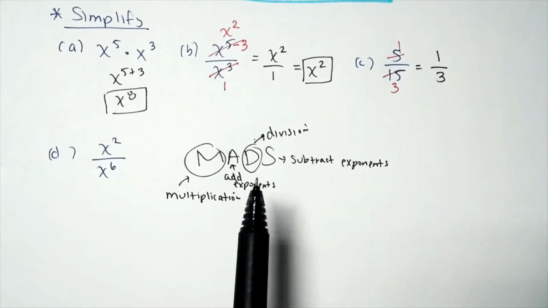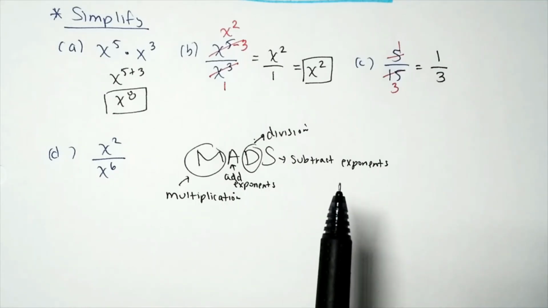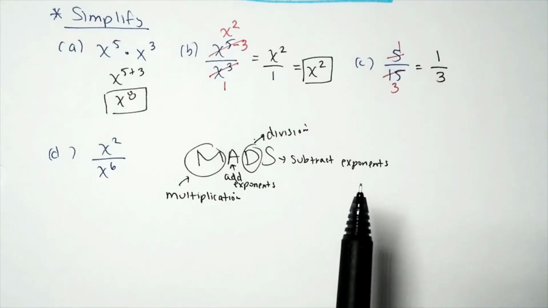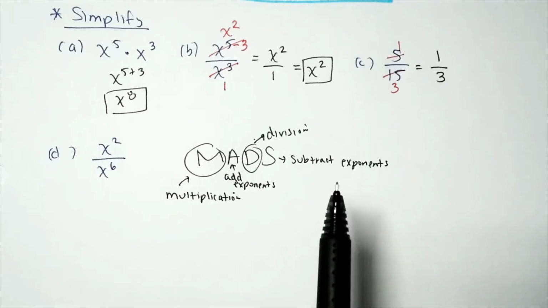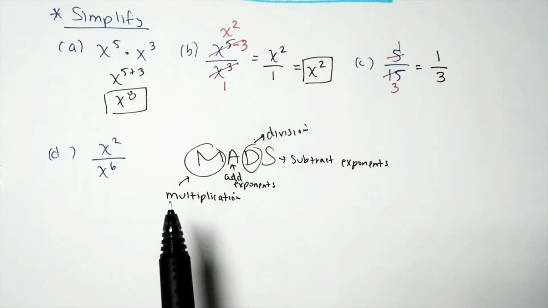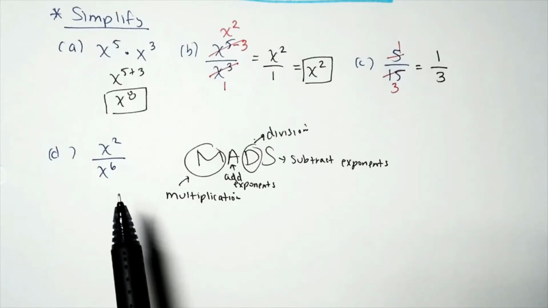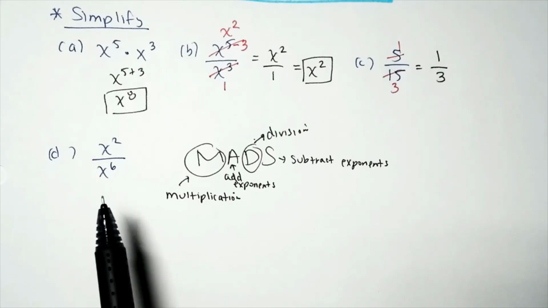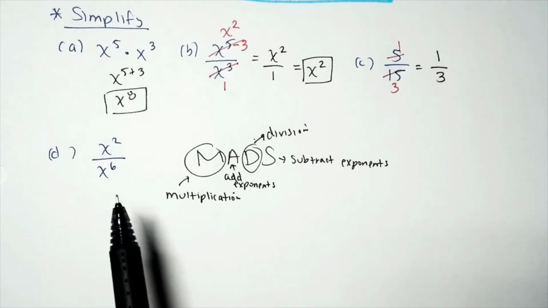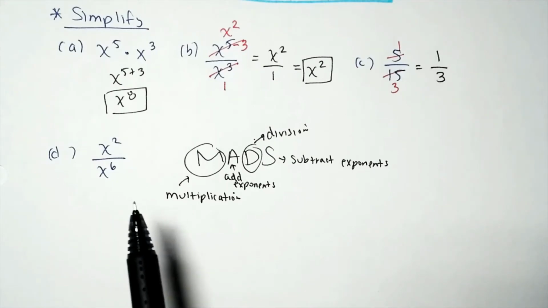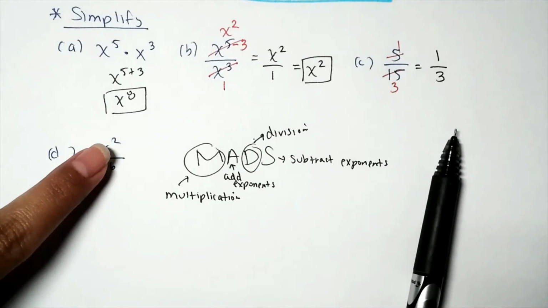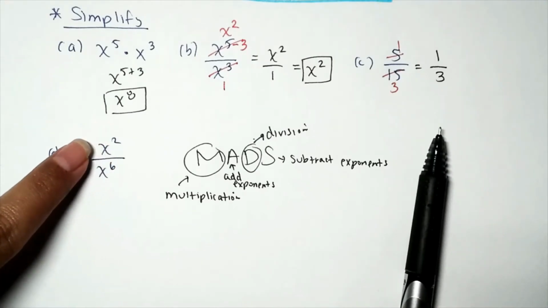Problem D, we have a division problem, so we're going to keep the base and subtract the exponents. Something I want to point out: you don't have to worry about whether to subtract the 2 or the 6. You'll get the same answer. The worst thing that will happen is that it'll take you an extra step. But if you want to save a step, keep the base and subtract the smaller exponent. In this case, we subtract the 2 because we're dividing by x squared.